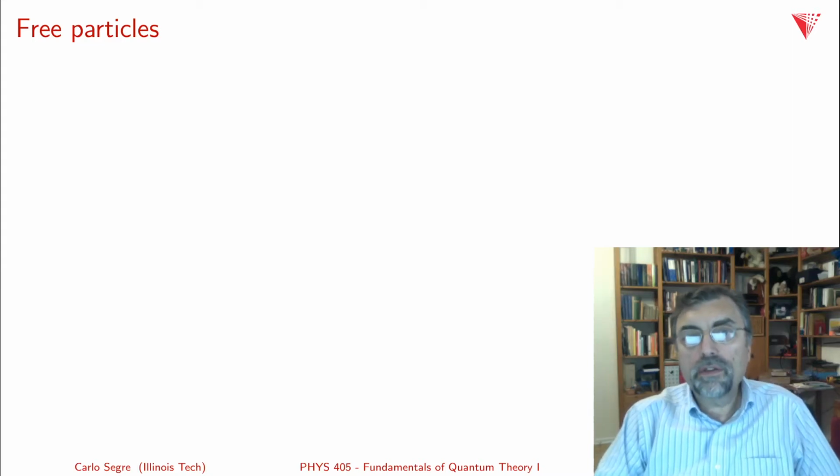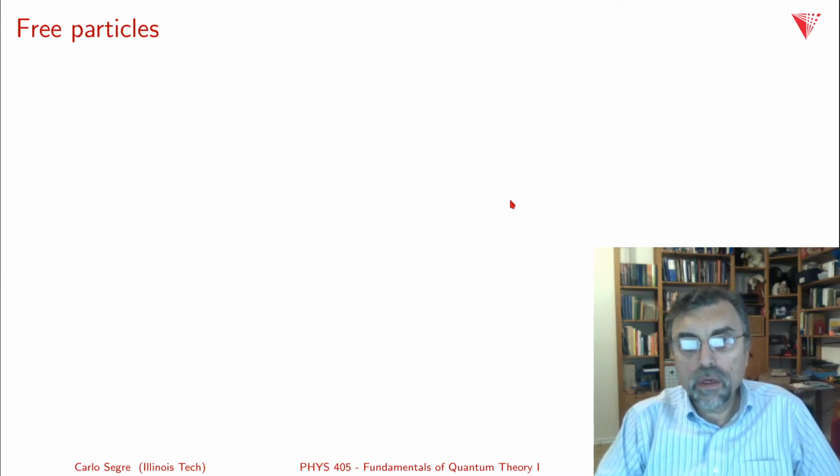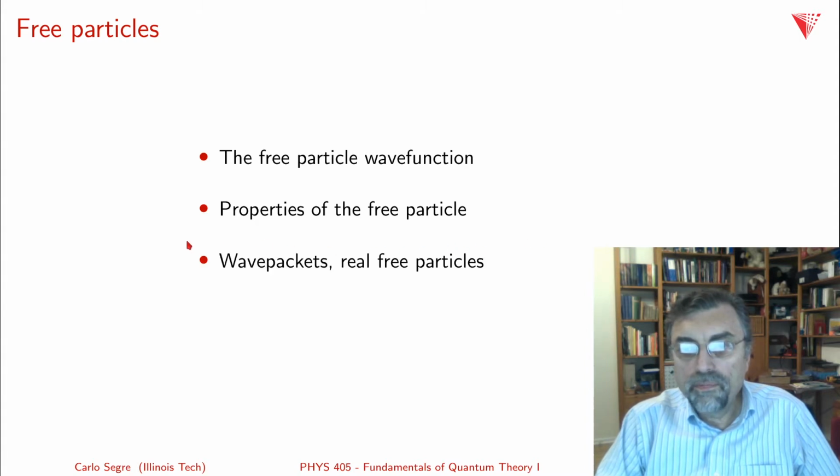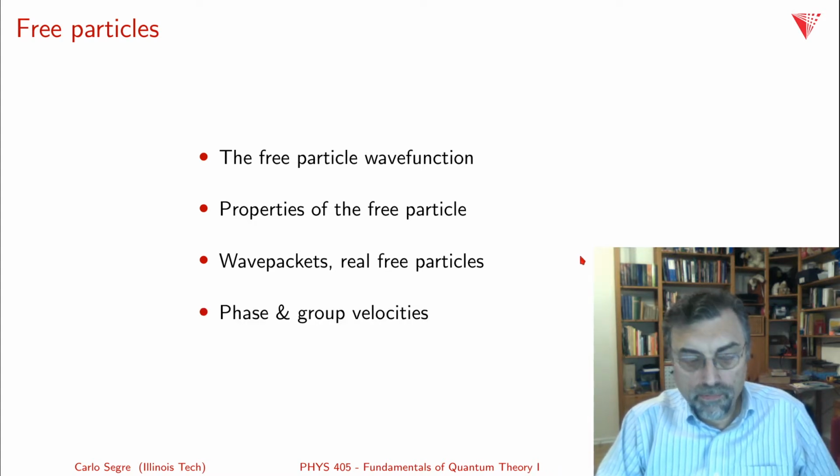Another exactly soluble Hamiltonian in quantum mechanics is that of the free particle. We're going to start with the free particle wave function that we can solve easily. And then we're going to look at the properties of the free particle, realize that wave packets are the real free particles and their properties, and then talk about phase and group velocities.